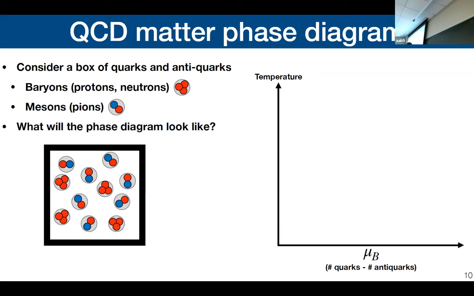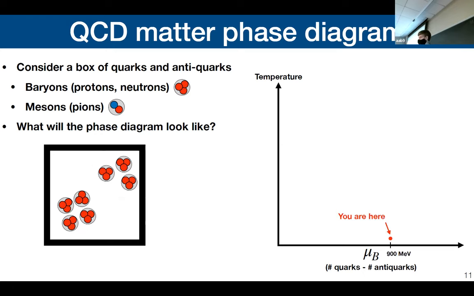I'm going to plot this on a plot where the temperature is on the y-axis, and this axis has a unit known as mu b, which is the baryon number chemical potential. If you're not an expert, you can think of this basically as the number of quarks in the box minus the number of anti-quarks in the box, so the quark excess. The matter that we experience on an everyday basis is full of atomic nuclei, and we're at fairly low temperature, all things considered. So we live around here in this phase diagram.